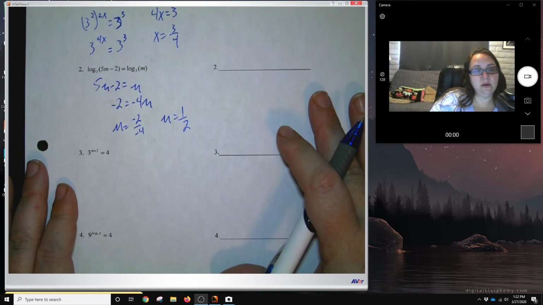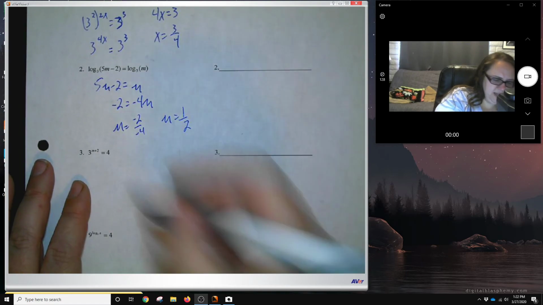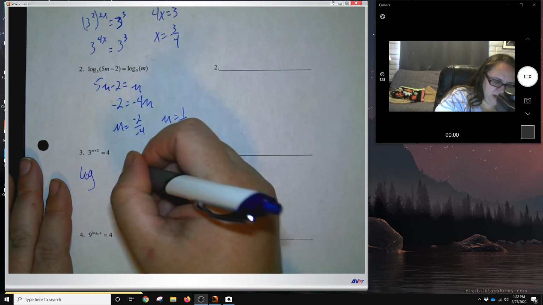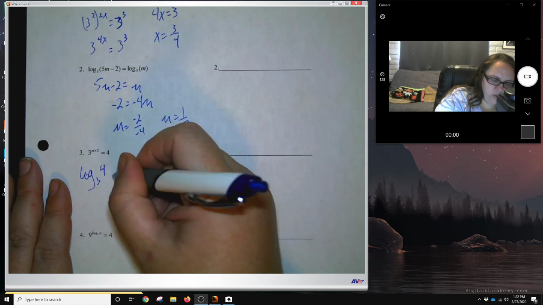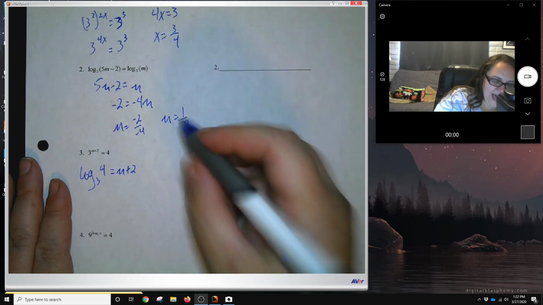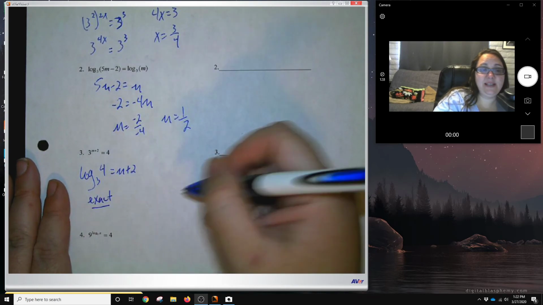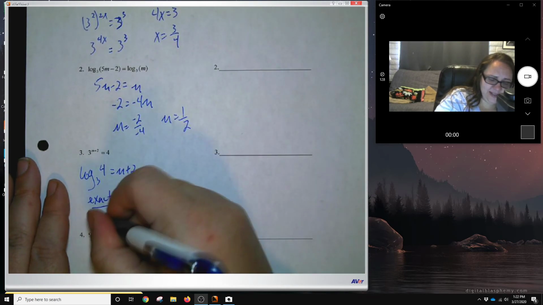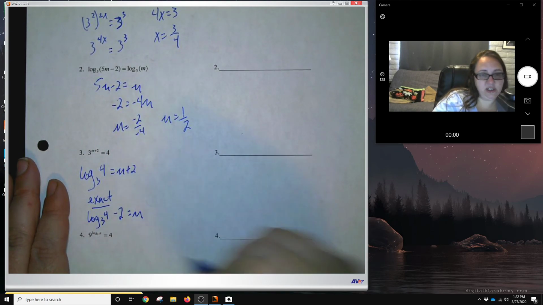Now for this one, I can't make a 3 a 4 and I can't make a 4 a 3. So this would just be log with base 3 of 4 equals m plus 2. Now, if you're asked for an exact answer, then that means to keep the log. So the exact answer here would be log with base 3 of 4 minus 2.